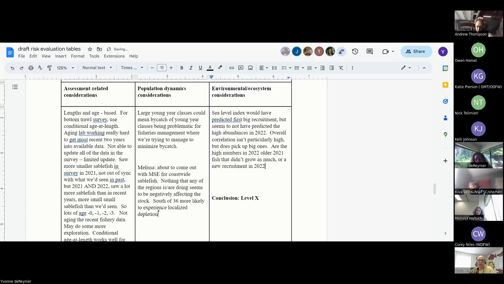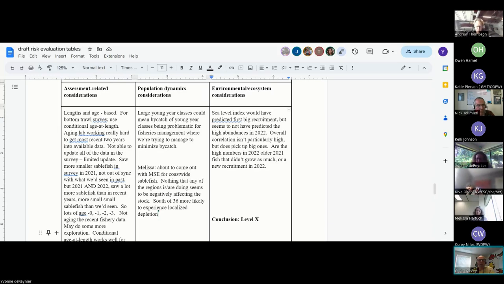And Nick, from your sea level height work and your circulation model work, the previous work from ROMS, have you hypothesized what some mechanisms are to answer Corey's question? Well, from the ROMS, for what's causing the big year classes?